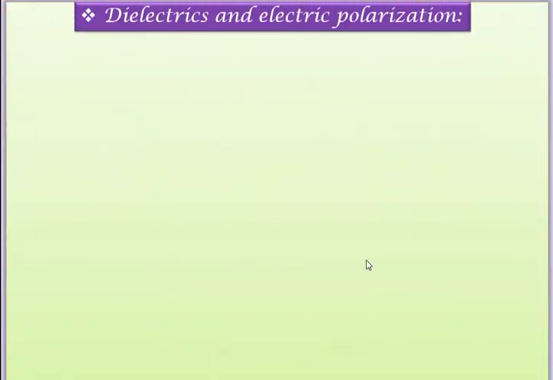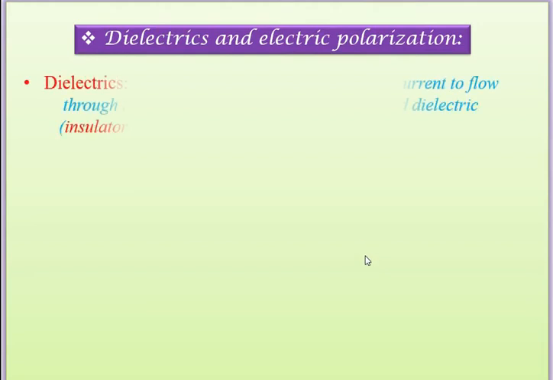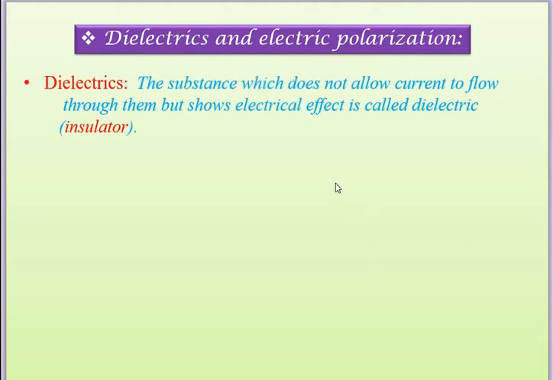Let us see the dielectrics. See the definition for dielectrics. The substance which does not allow the current to flow through them but shows the electrical effect is called dielectric. Dielectrics mean the non-conducting material called insulator.